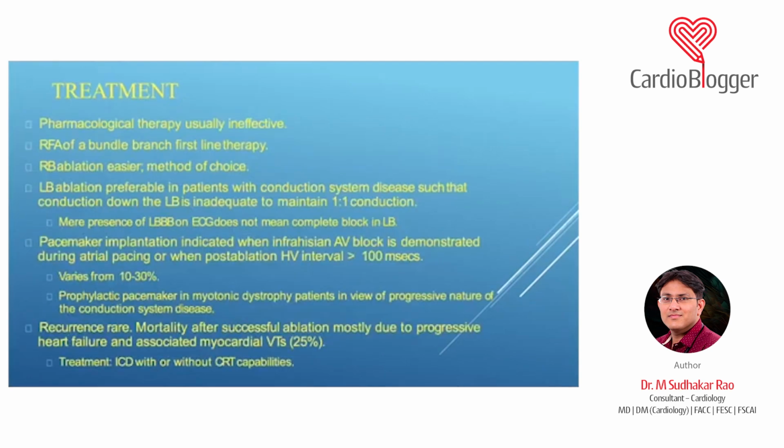Treatment: pharmacological therapy is usually ineffective in a bundle branch re-entry VT. The treatment is radiofrequency ablation. Most of the time you have to ablate the right bundle because that is much easier. The left bundle is preferred in a different subset of patients. Suppose you have a bundle branch VT and you have an infra-Hisian conduction block in the form of AV block where the HV interval is more than 100 milliseconds, in that group of patients you may have to put in a pacemaker.